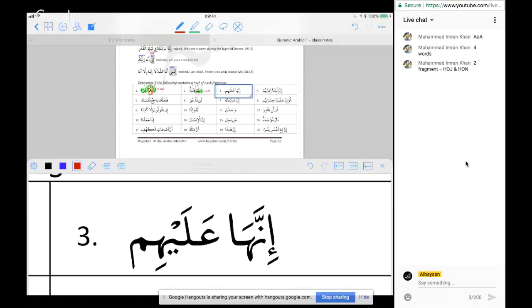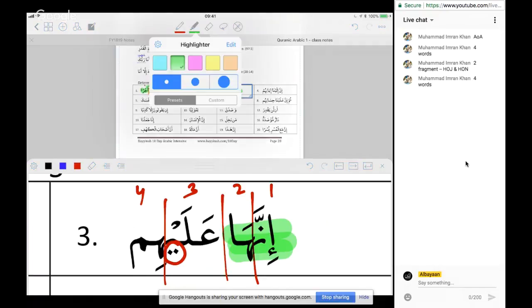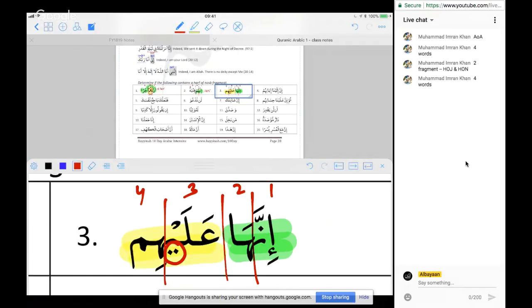Number three. Innaha alayhim. So what's happening here? How many words are these? One is inna. Ha is the attached form of the pronoun. Alay is a harf of jar. It's like alaykum. Remember? Ala, hatta, ila. That's a harf of jar. Now, because it's used with a pronoun, it is using this two dot form, right? So it's a third word and then there's a fourth word. The green part is the harf of nasab, and the yellow part is the harf of jar. Two fragments here. Good.